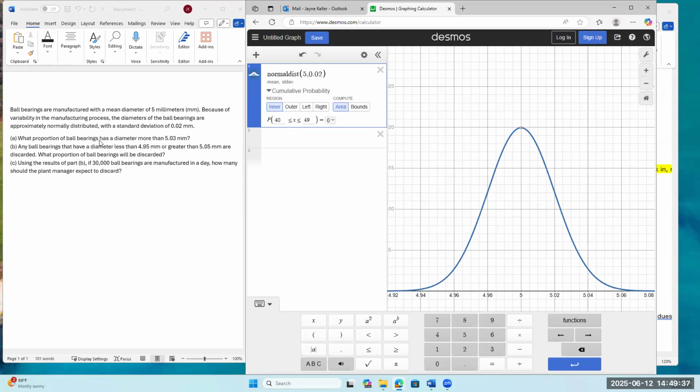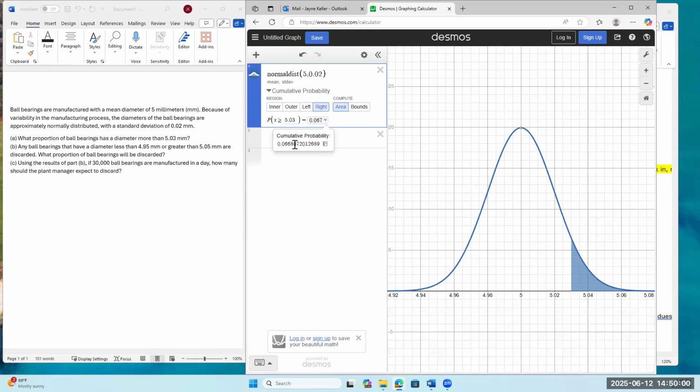Question A says, what proportion of ball bearings have a diameter more than 5.03? So that would mean I would want to find 5.03 over here and find the area to the right. That would be more than 5.03. So I'm going to do a right region, and I'm just going to type in 5.03 here. And that tells me that 0.0668 is the proportion of the ball bearings that have a diameter of more than 5.03. I could also do less than, that would be a left, or I can do an inner or an outer.